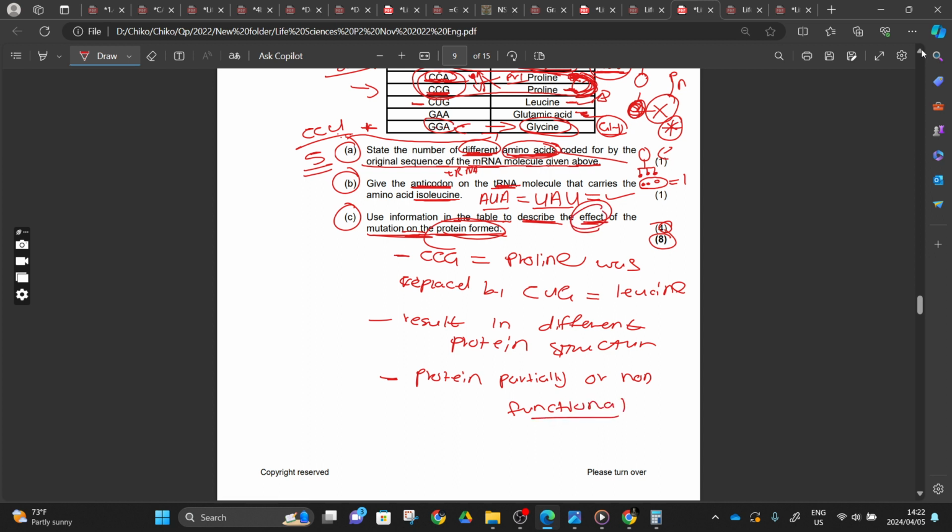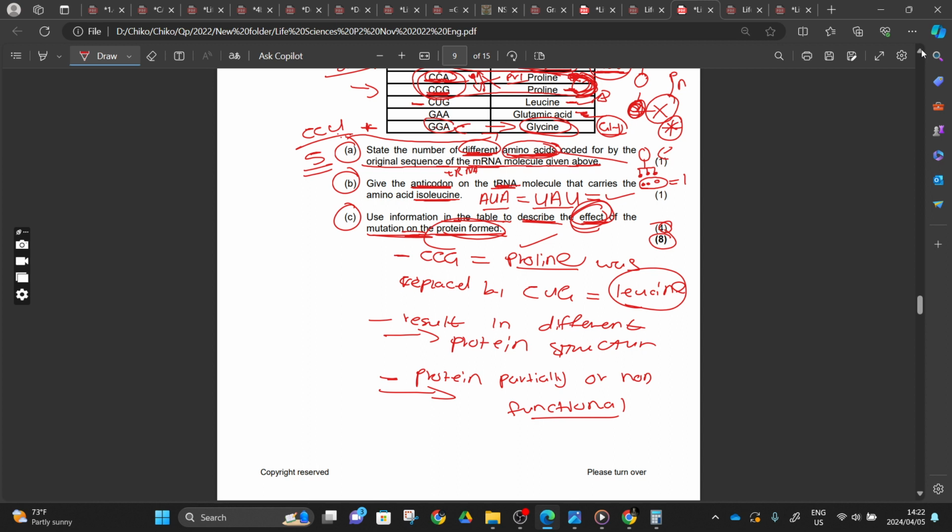So this is the effect. How is this going to affect this protein? This one is going to produce a protein that is partially or non-functional because the proline was replaced with a leucine, right? And this results in the protein structure changing, right? So that was your 4 marks.